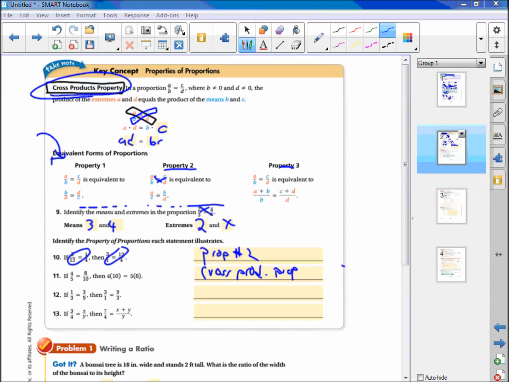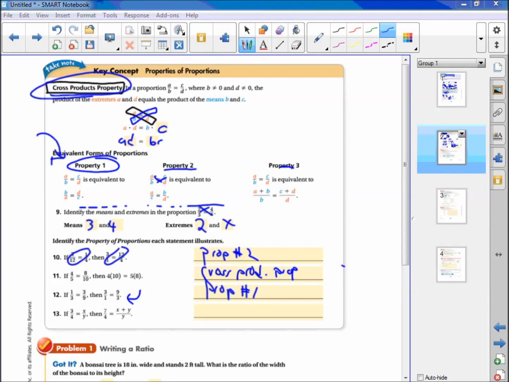All right, so 1 over 3 equals 3 over 9, then 3 over 1 equals 9 over 3. So this is just flipping the proportion upside down on both sides. So the ratio 1/3 flipped to 3 over 1, and the ratio 3/9 flipped to 9/3. So this is property 1.